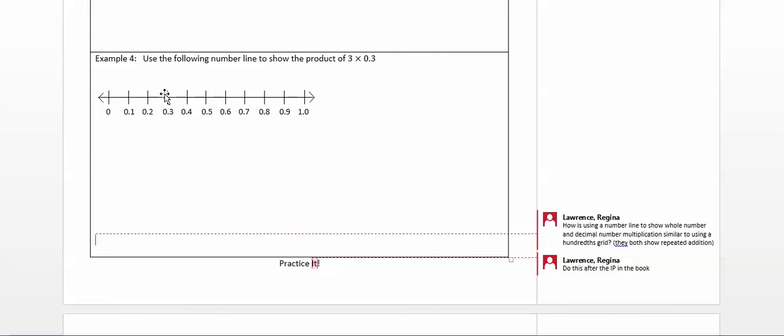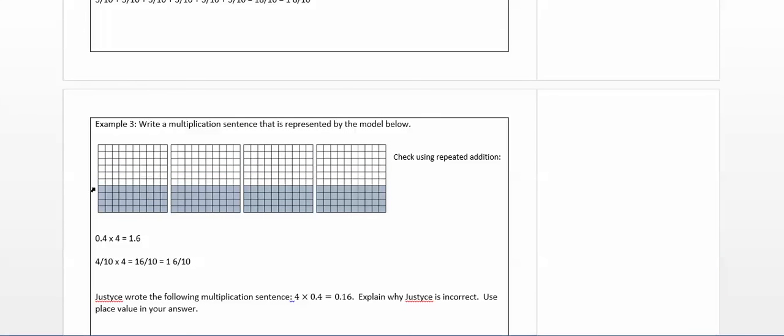This is very similar to the work that we did when we multiplied fractions and whole numbers, right? We showed that on a number line. We're jumping to 3/10, then we're jumping again to 6/10. That would be 3/10 times 2, and then finally 3/10 times 3. Then when we're having students answer this question, how is using a number line to show whole number and decimal multiplication similar to using a hundredths grid? Well, they both show repeated addition. I see it here in the jumps, and then I see it up here with the repeated groups, 4/10 and 4/10 and 4/10 and 4/10.